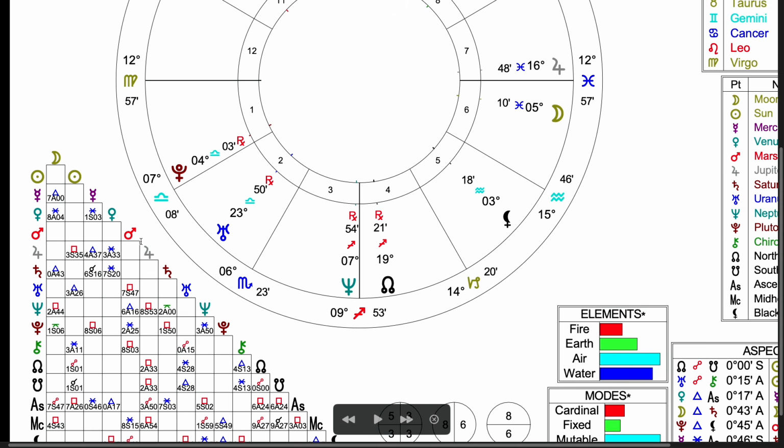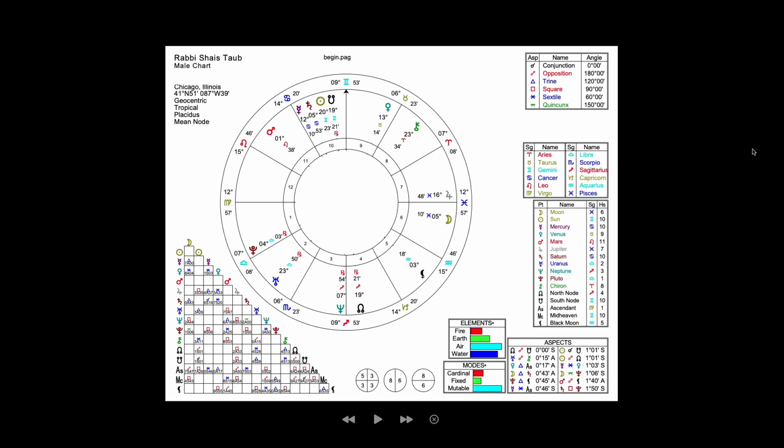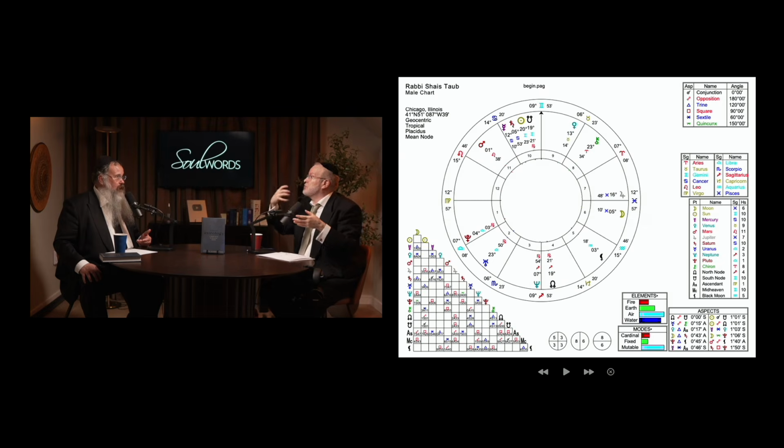The letter will always say S or A, which means separating or approaching. Not important, ignore it. However, the number is telling you it's 3 degrees. The orb, the distance of the square, is 3 degrees and 35 minutes. If you go back to the chart, the sun is at 20 degrees 23 minutes, and Jupiter is at 16 degrees 48 minutes. That's a difference of 3 degrees and 35 minutes. It's just telling you how close or how far apart it is. That's very close. Anything under 10 degrees is strong, anything under 5 degrees is strong, and the closer it is, the stronger it is.